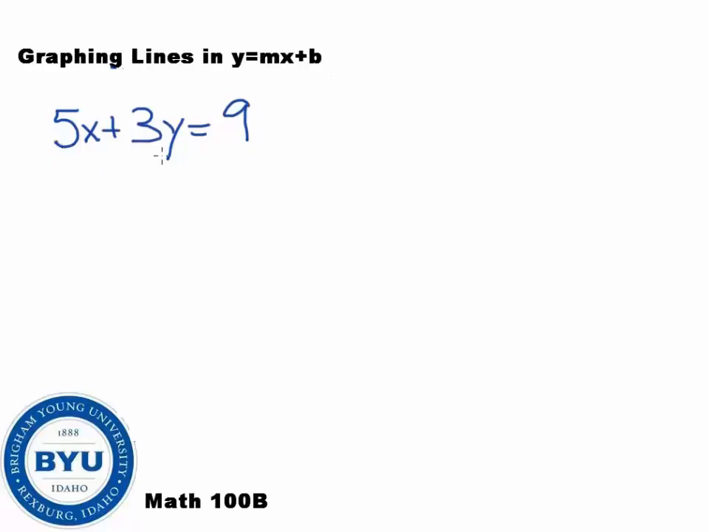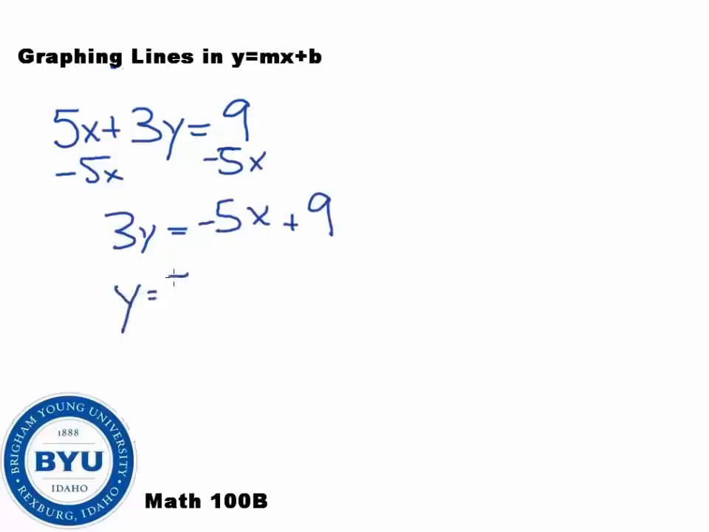I'm going to go ahead and subtract 5x from both sides. So I get 3y equals negative 5x plus 9. I then divide by 3. I get y equals negative 5/3 x plus 9 divided by 3 is 3. So now we have it in y equals mx plus b form.